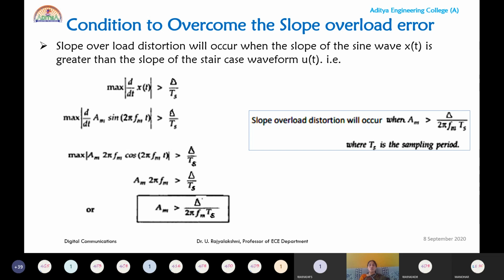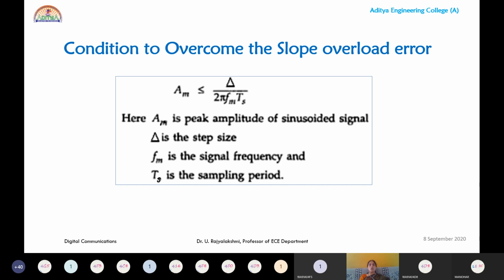Okay. So slope overload distortion will occur when Am is greater than delta by 2 pi fm Ts. To avoid slope overload distortion, what is the condition? The maximum amplitude of the message signal should always be less than or equal to delta by 2 pi fm Ts. So the condition to avoid the slope overload distortion is Am is less than or equal to delta by 2 pi fm Ts. Please remember this equation.